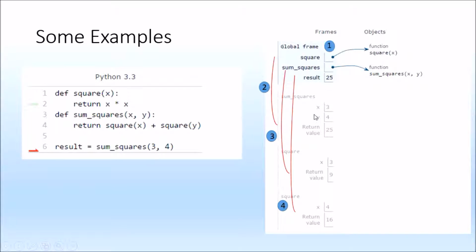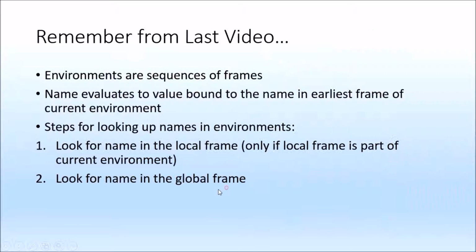It's important that you can basically identify these environments given any environment diagram, and draw them out. Again, identifying these environments is going to be super important when we look up names. So again, you might have seen this slide before, and this is not a joke. This slide is so important that I put it again. Okay, so again, environments are sequences of frames. Names evaluate to a value bound in the name of the earliest frame of the current environment. So I will show you an example of how this applies.